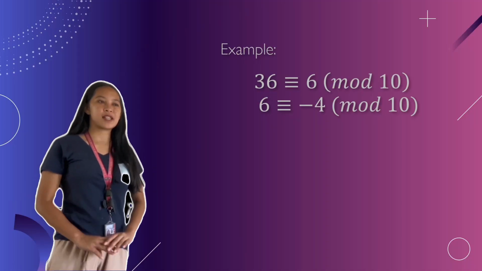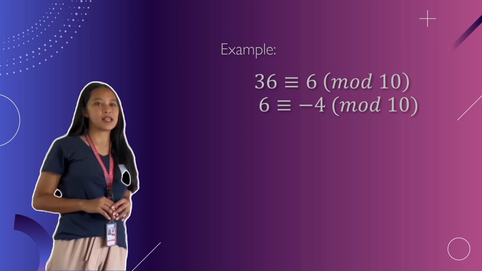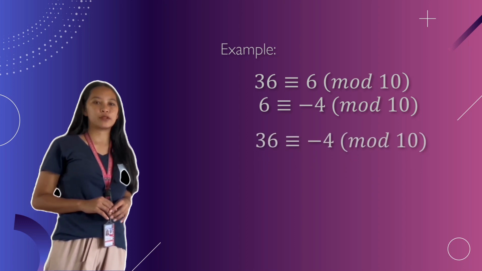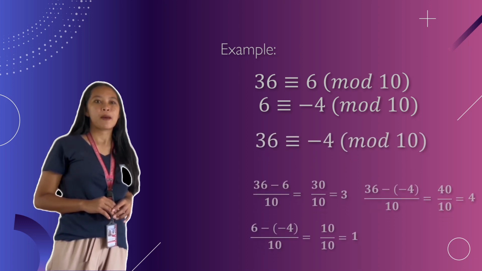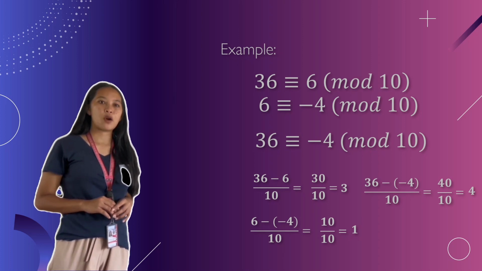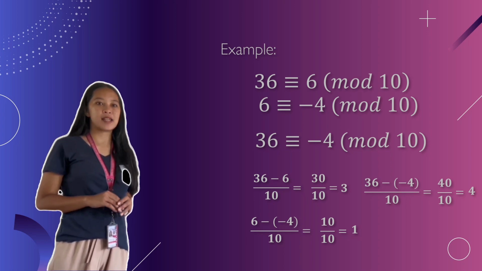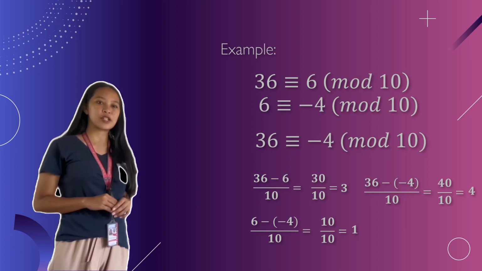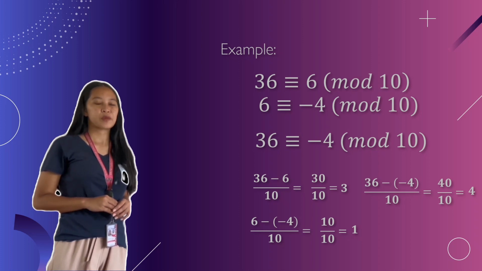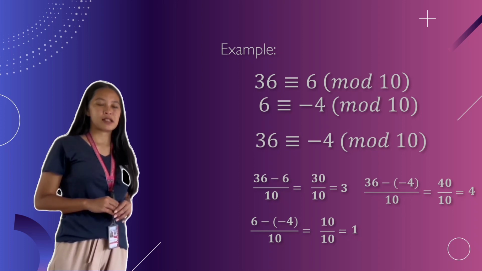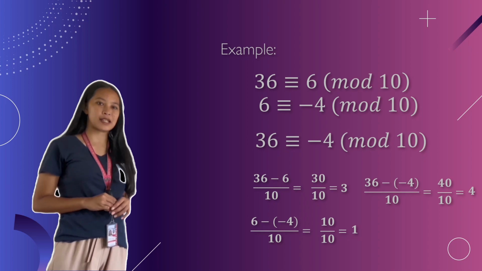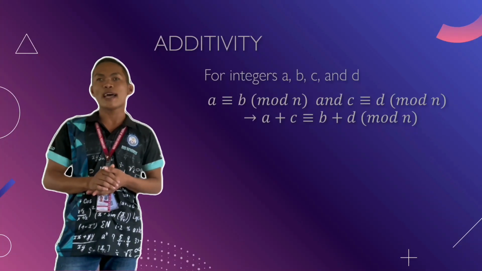For example, 36 is congruent to 6 mod 10. 6 is congruent to negative 4 modulo 10. Therefore, 36 is congruent to negative 4 mod 10. Here, 36 minus 6 is equal to 30, and 30 divided by 10 is equal to 3. 6 minus negative 4 is equal to 10, divided by 10, then 1. Then last, 36 minus negative 4 is equal to 40, and 40 divided by 10 is equal to 4. So 4, 3, and 1 are all integers. Therefore, it is correct.